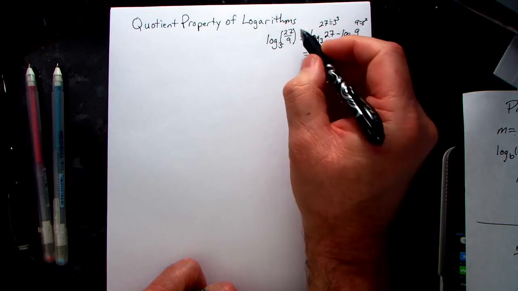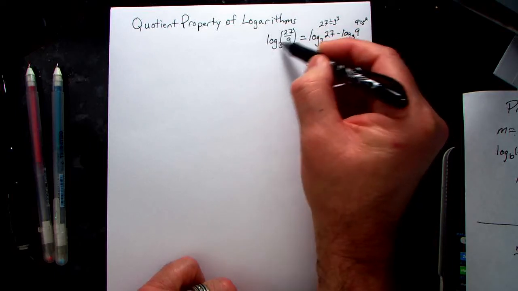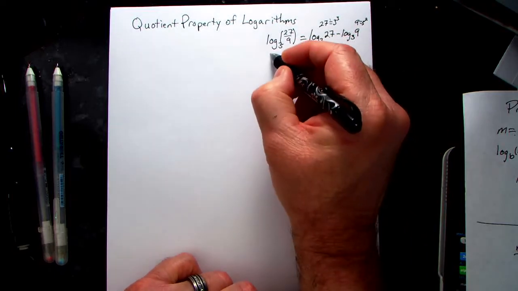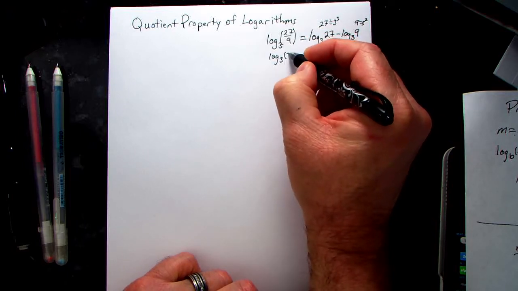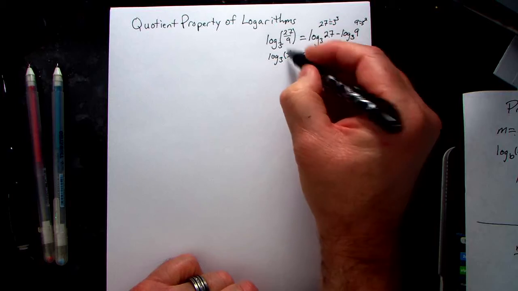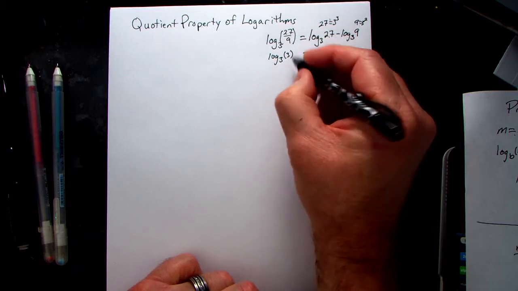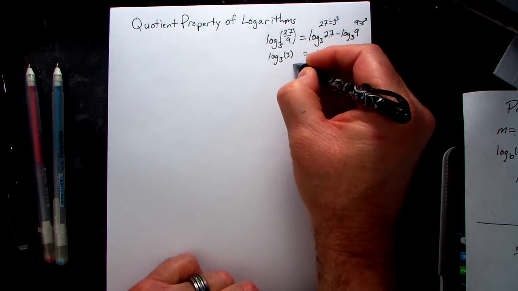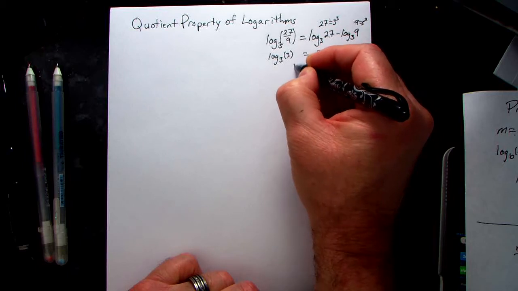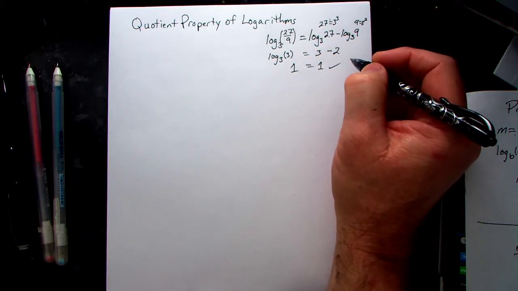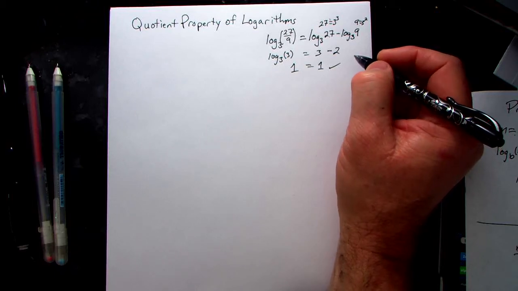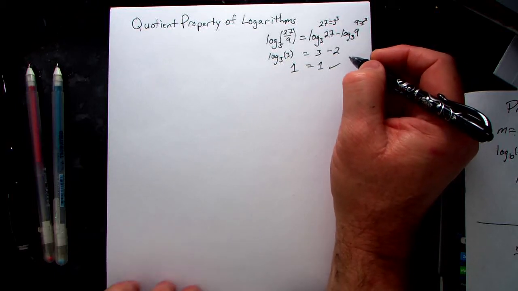If we look at the left-hand side, now let's reevaluate this. This is log base 3. 27 divided by 9 is 3. 3 to what power equals 3? 3 to the first power. So log base 3 of 3 is 1. You can see that, in fact, when we do it, we get the same values.